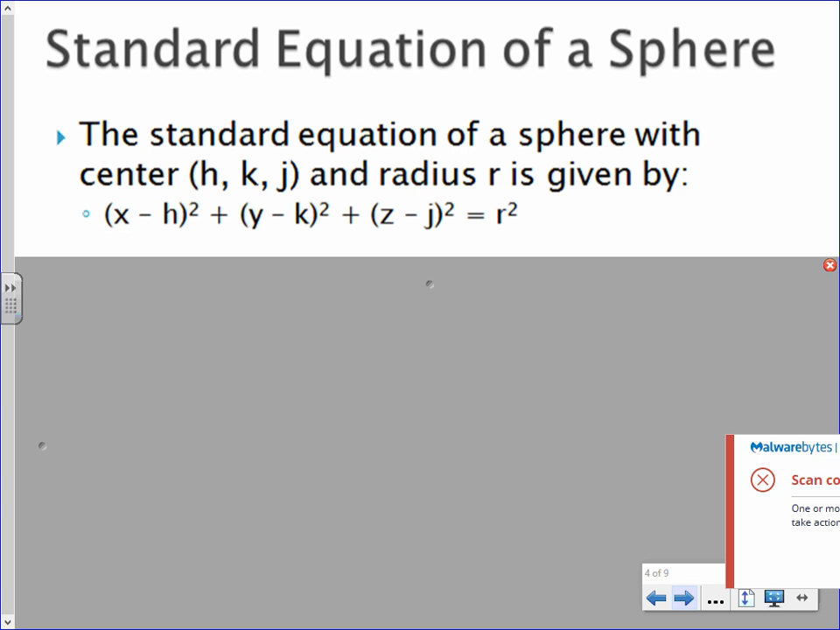Okay, so just like we had in a circle, h, k, and now we have j for our center, so wherever it's centered, h, k, j, and then it's still r squared, okay? We're still using kind of that Pythagorean theorem to find the radius, so it's still r squared. Everything's squared, there's no cube, even though we're in 3 dimensions. Okay? So I'm going to ask you a variety of different questions in your homework about finding the equation of a sphere.